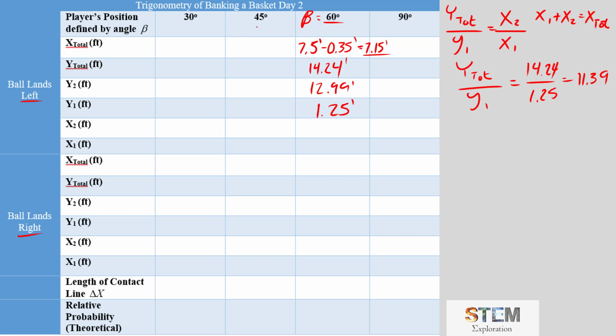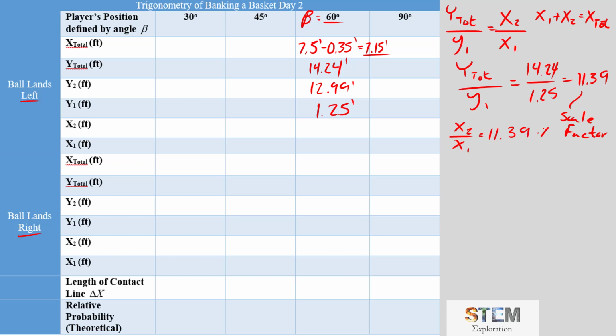You should have gotten a ratio, or scale factor. That's what this is. Your scale factor for 45 degrees should have been about 9.5, 9.48, something like that. And your scale factor for 30 should have been 7. If you were still a little stuck on how to do that, that's where you would go from there. But now we understand that, based on this ratio, Y total over Y1 equals 11.39. So that means X2 over X1 is equal to that scale factor.